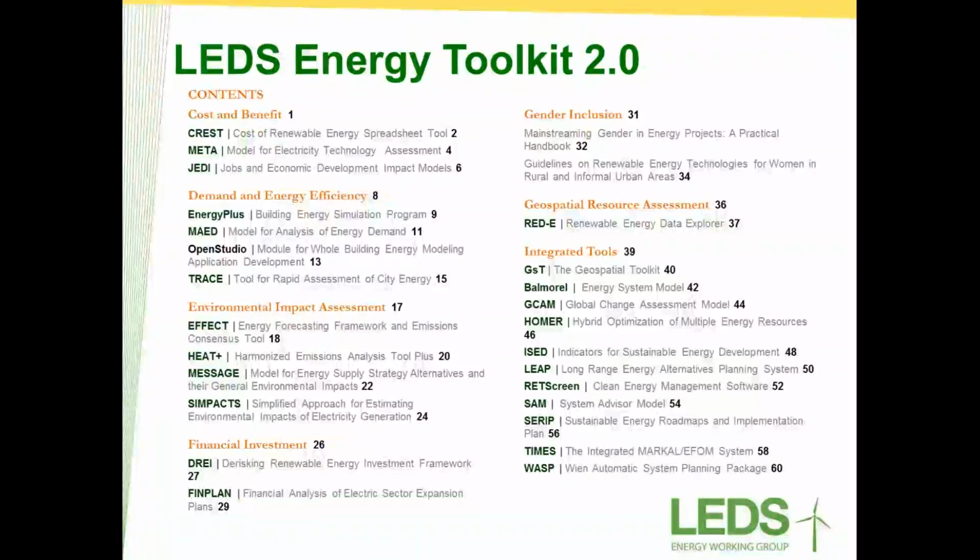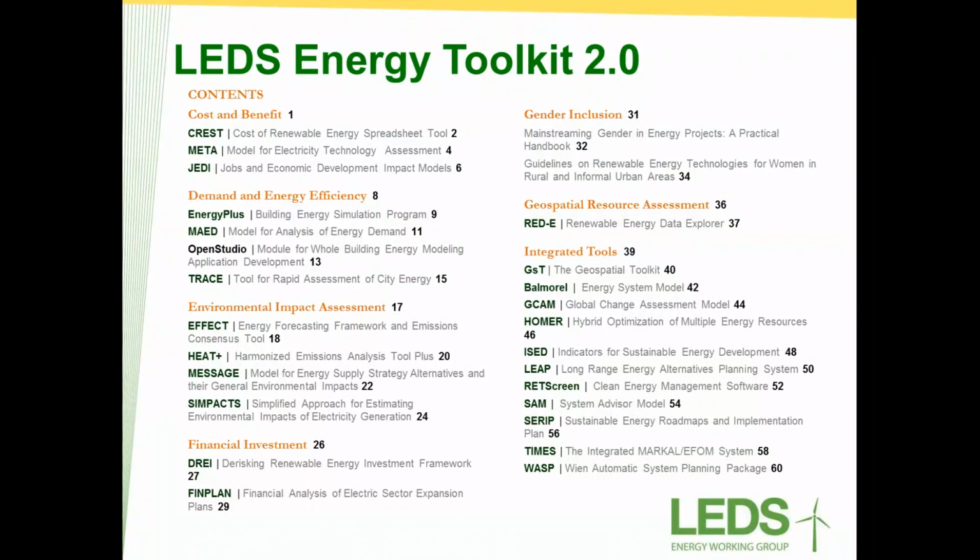So one category is cost and benefits, and the JEDI model that we get presented today by NREL we put into this category. It's a tool that helps you model costs and benefits of specific energy pathways, and it does so particularly also for the area of job impacts. There are others that look into energy efficiencies. There are others that are broader and look into environmental impacts. There are some that look specifically into de-risking, like the DREI model from UNEP, which we put in the category of financial investments.